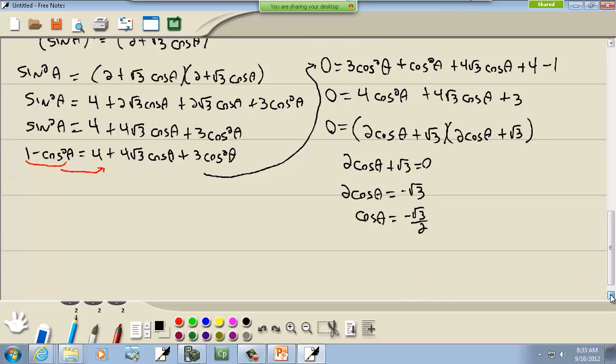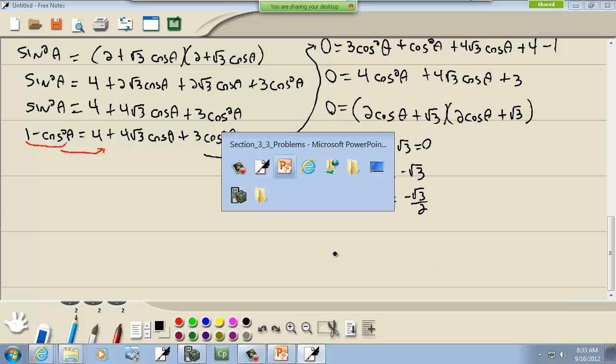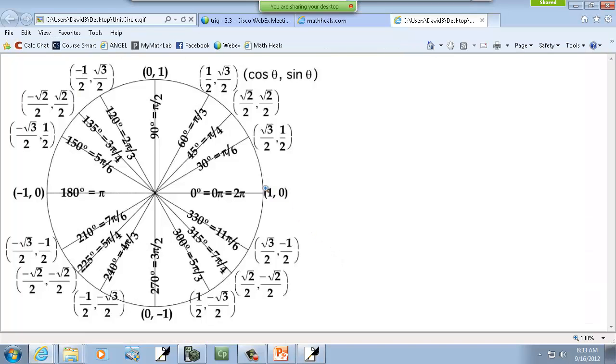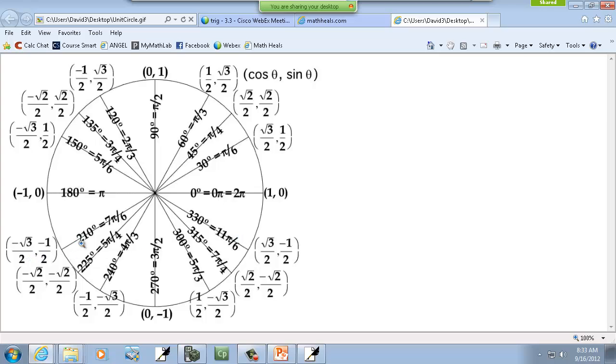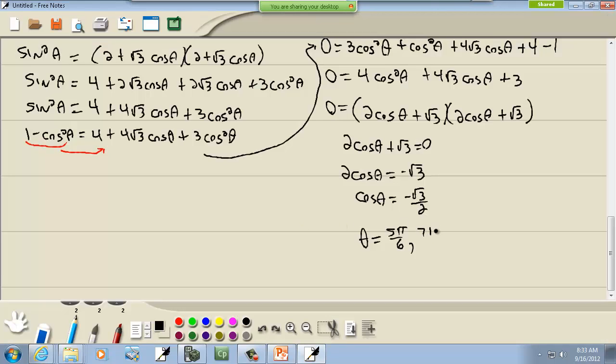And we get that. Okay, now let's go look on our unit circle, where cosine is equal to negative square root of 3 over 2. Cosine is our x part, 5 pi over 6. And down here, 7 pi over 6.